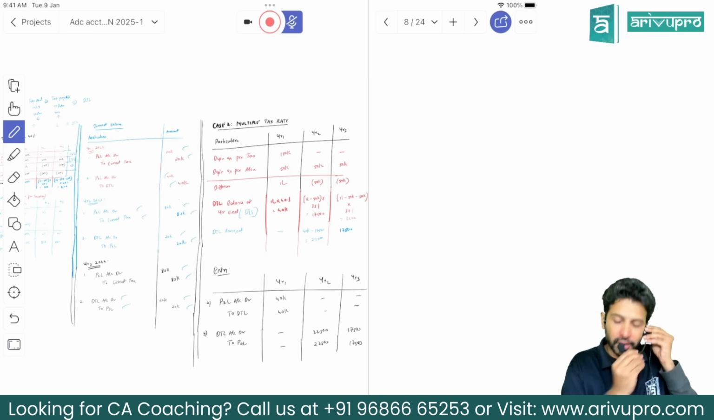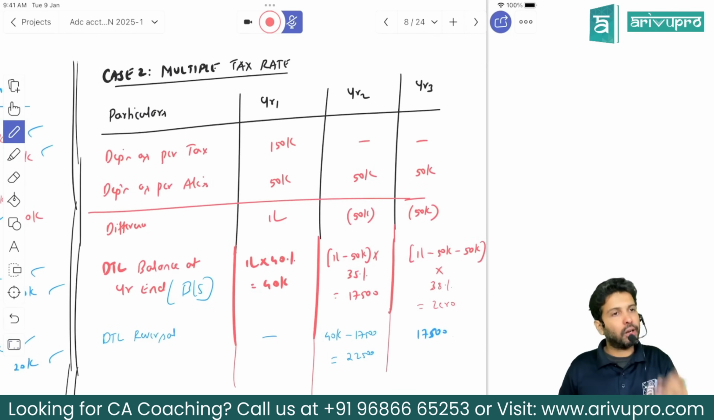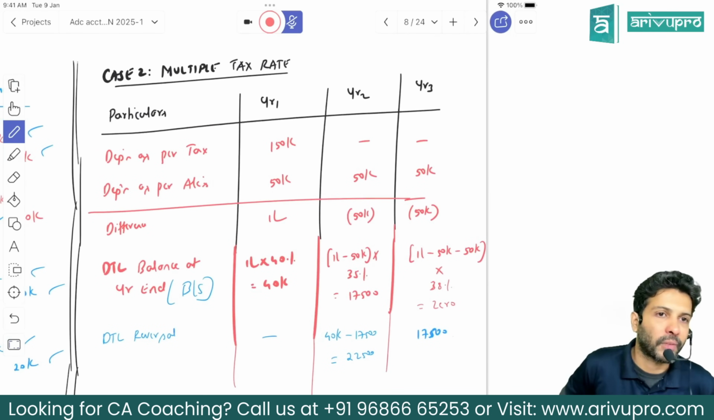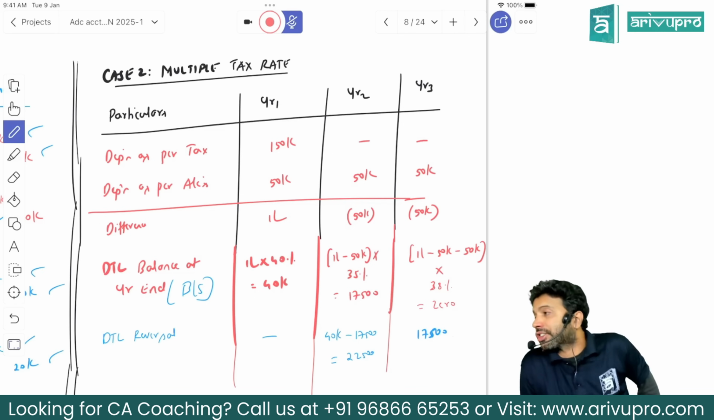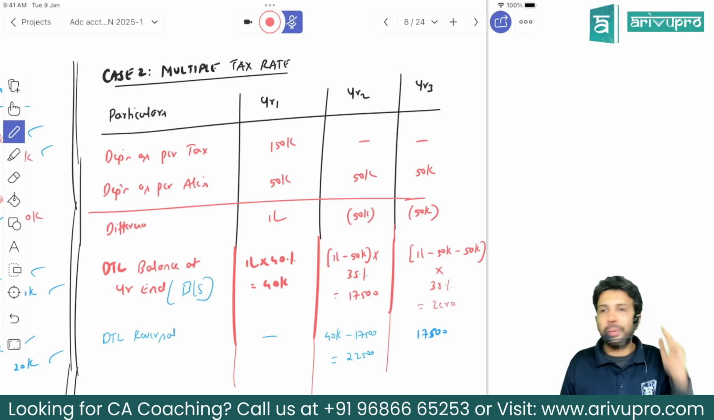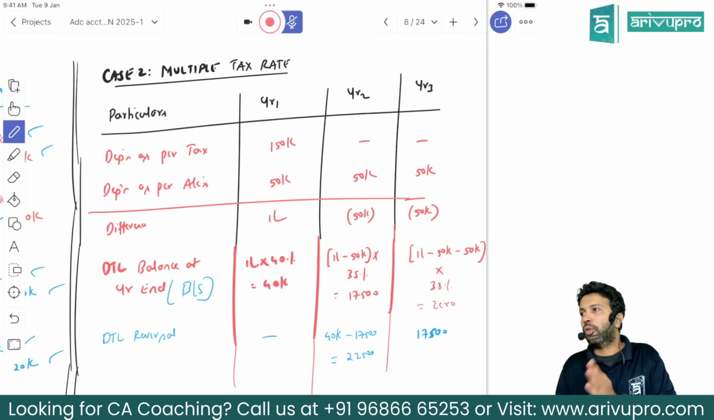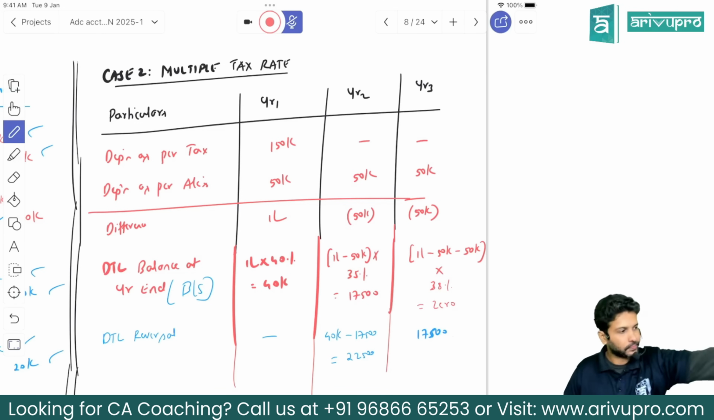Understood this new format? Now I'll just quickly show it to you in case you want to take a snapshot or anything of this sort. This is an entirely new question. So this is the highlight of this RTP, I would say. We had not had any questions on multiple tax rate in AS 22 so far. Now we got a multiple tax rate question. Understood? Need a minute or can I move on? Online also okay?